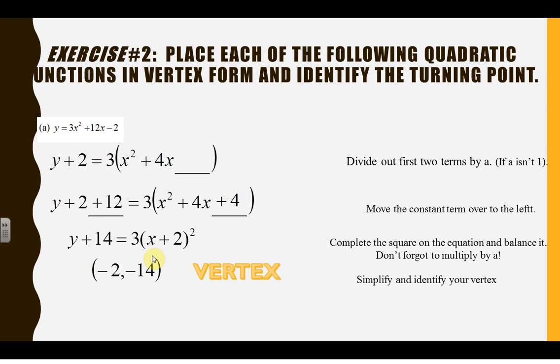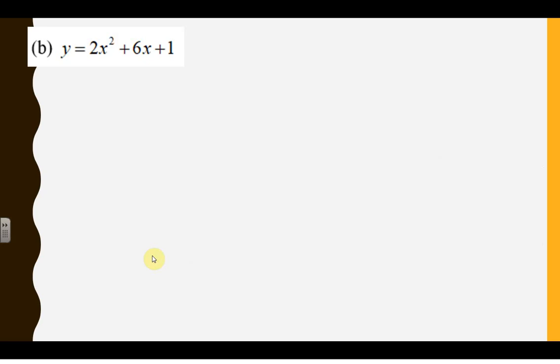Look at us go. Vertex. That's the form. There it is. And that's vertex form. I think it pops out. So there's your vertex, and there's your vertex form. Boom. All right, next one.